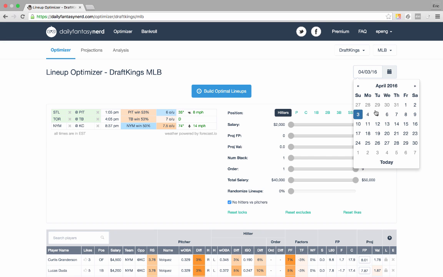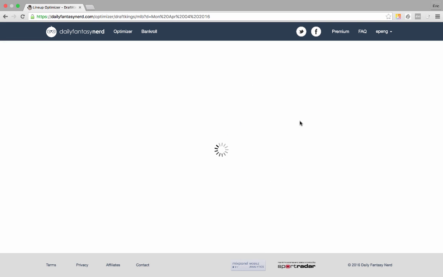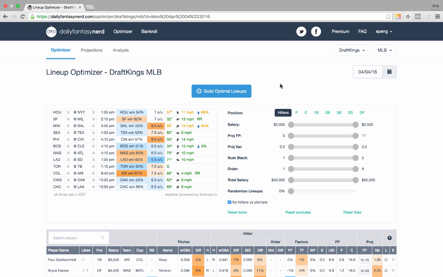We'll take a look at Monday, April 4th for our analysis here. The first thing I'd like to show you is the game matchup section. This section will show you Vegas odds as well as weather. These are really important starting points, especially in baseball. For the Vegas odds, we list here the win percentage of the team based off of Vegas.